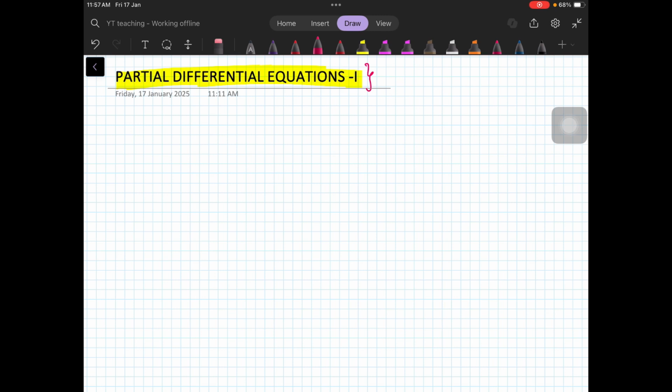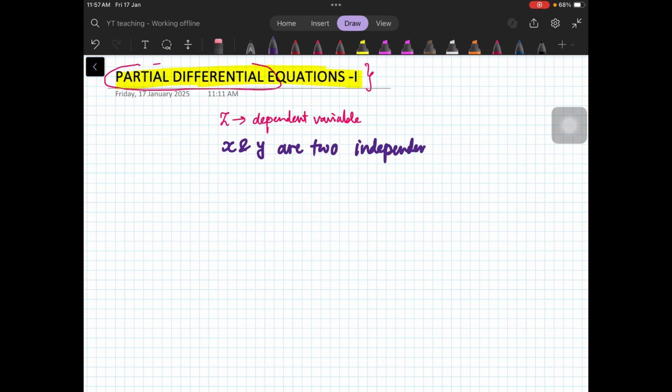So let us first start with the definition of a partial differential equation. We first of all will start with what is a partial derivative. We know that if you have a dependent variable, say z is my dependent variable, but I have more than one independent variable, say x and y are two independent variables. So you don't have a single independent variable, rather you have two independent variables x and y.